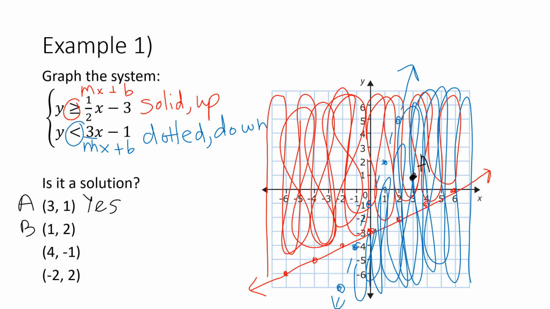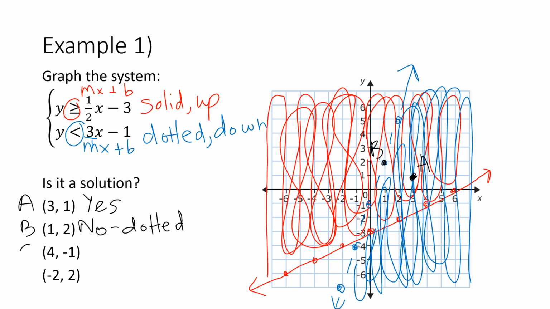Point B, (1, 2). See how this point is on the line? It's on the dotted line though. And remember, the dotted line is because we used just a less than sign. So the points on the line are actually not part of the solution set. So point B is not a solution to the system because it's on the dotted line.